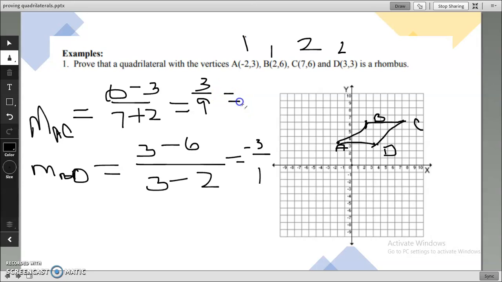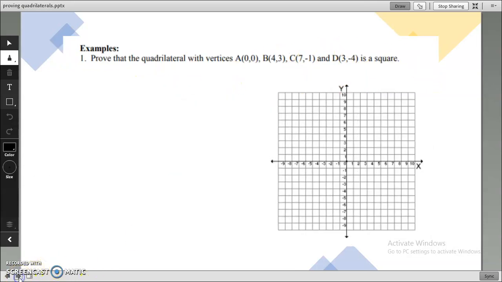And that would look like it's not, but I forgot to reduce up here, and I wish I was in the classroom, because if I was in the classroom, someone would have said, hey, Dr. Kate, you forgot to reduce. Always reduce. Please always reduce. This reduces to 1/3 and 1/3, and -3 over 1 are in fact negative reciprocals of each other, so they are perpendicular. So this is a parallelogram and a rhombus.